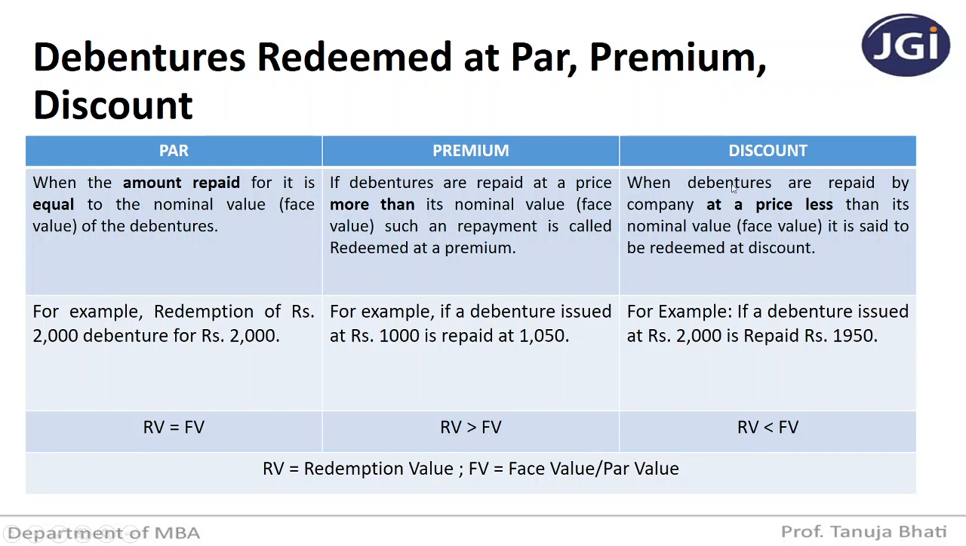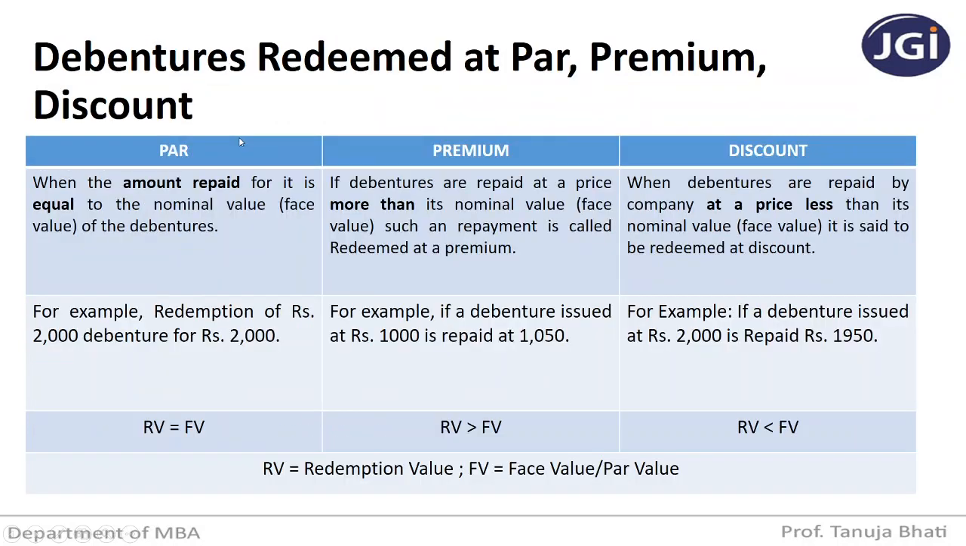And debentures are said to be repaid at discount when debentures are repaid by a company at a price less than their face value. It is said to be redeemed at discount. Suppose the debentures are issued at 2000 and repaid at rupees 1950. So the difference is 50 rupees, which is nothing but the discount. That is, debentures are repaid at a discount. Actually, at the time of issue, it collected 2000 rupees, and now you're repaying only 1950. So it is said that the debentures are repaid or redeemed at discount.